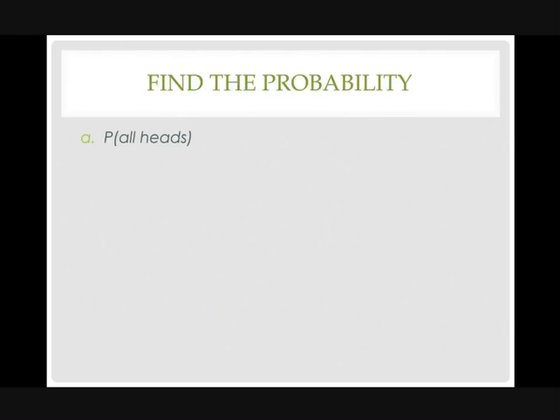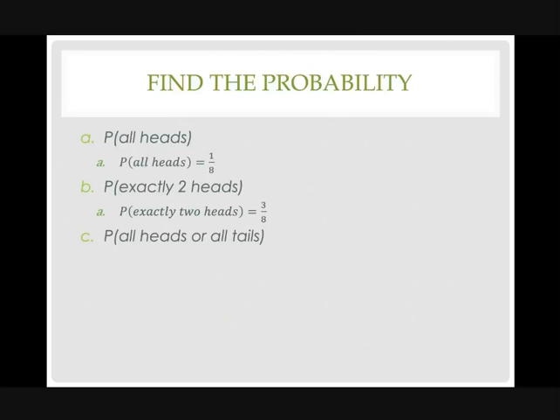So what is the probability of all heads? Well, all heads occurred 1 out of 8 times. And the probability of exactly 2 heads? Well, that occurs 3 out of 8 times. And the probability of all heads or all tails occurs 2 out of 8 times, or 1/4.